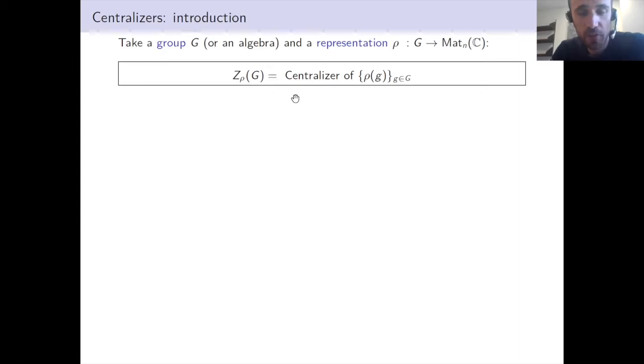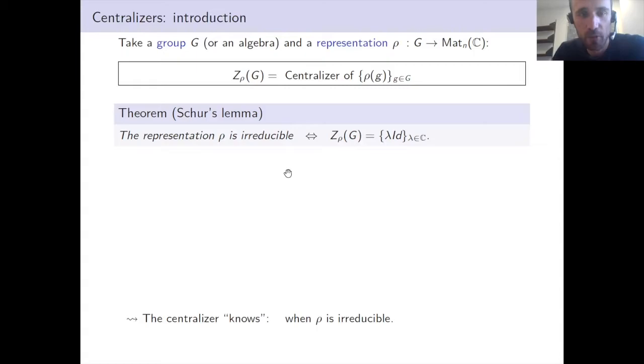This is the last definition of centralizer, one of the most general. And again, it contains a lot of information. First of all, I have to quote at least once this very well known result, which is called Schur's lemma. And you see, it's exactly an example of what I'm talking about. It relates some information on the representation to the centralizer. So the statement is like this. The representation rho is irreducible if and only if the centralizer consists of the set of multiples of the identity matrix. Note that these matrices, multiples of the identity matrix, always commute with everything. So in a sense, Schur's lemma says that the representation rho is irreducible if and only if the centralizer is as small as possible. Good.